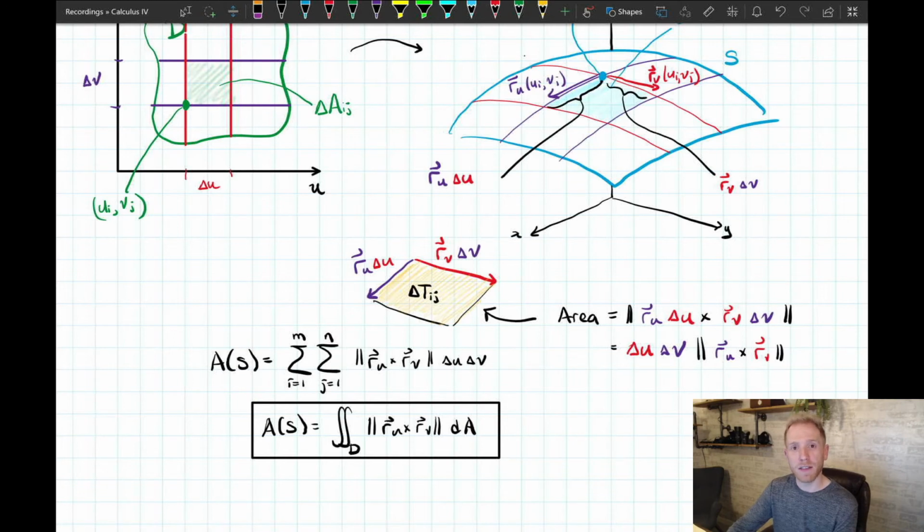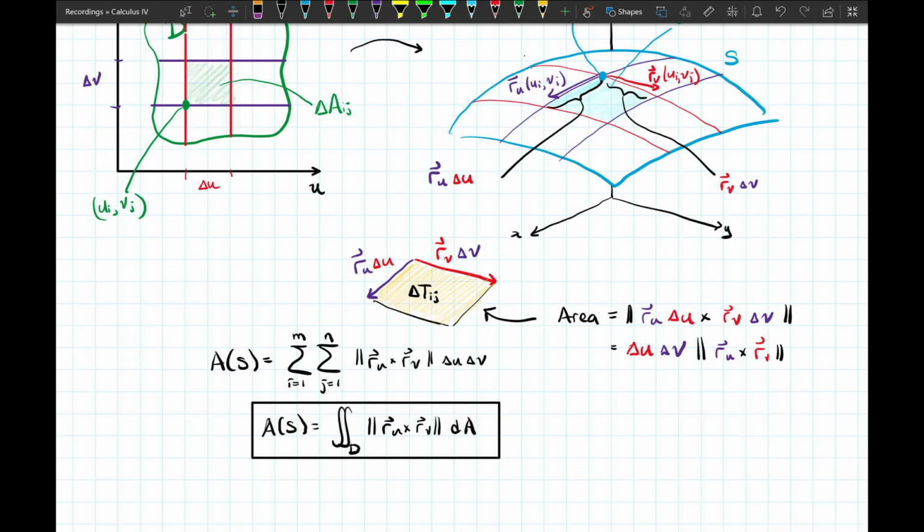Now that we've got this convenient formula to get the surface area of a parametric surface, what if our surface is just a plain old function like z equals g of x, y? Well, we can find a parameterization of that surface and apply this formula. So maybe we can find a convenient formula to get the surface area of a function. Let's just try it out.